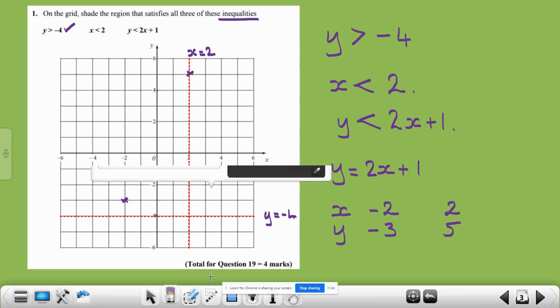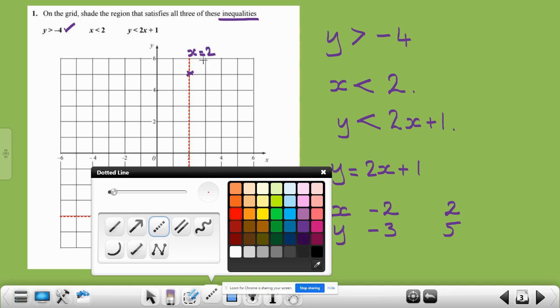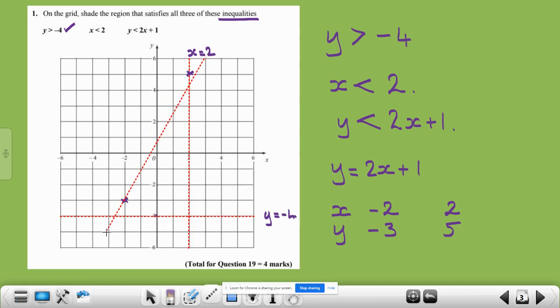And once we've got those 2 points in, then we can draw our line. I might have to do that again. That's it. I'm going to start that one again.